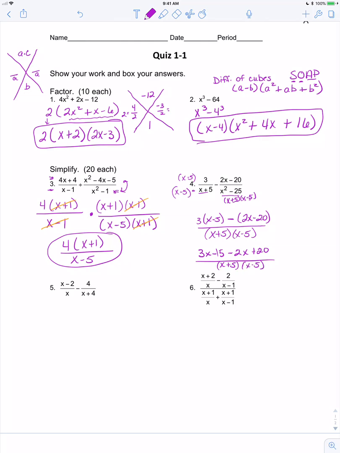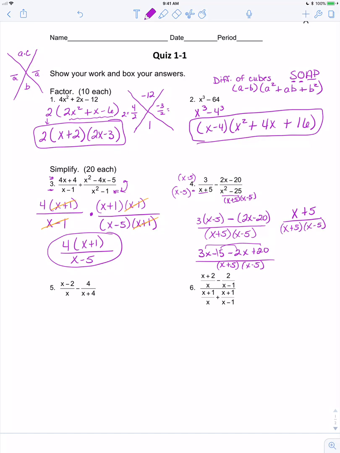Okay, we're going to join like terms, so we're going to join our x values. So 3x minus 2x just leaves us with x, and then negative 15 and a positive 20 leaves us with plus 5. And then we have our denominator x plus 5, x minus 5.